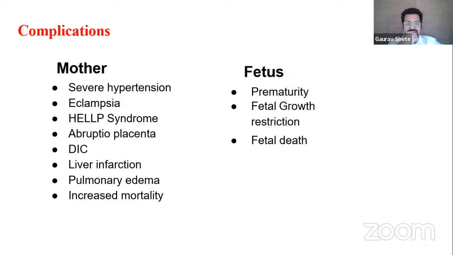So what are the complications now? Complications are severe eclampsia, DIC, HELLP syndrome, placental abruption, liver infarction, pulmonary edema, increased maternal mortality. For the fetus, there can be prematurity, oligohydramnios, fetal growth restriction, and fetal death.